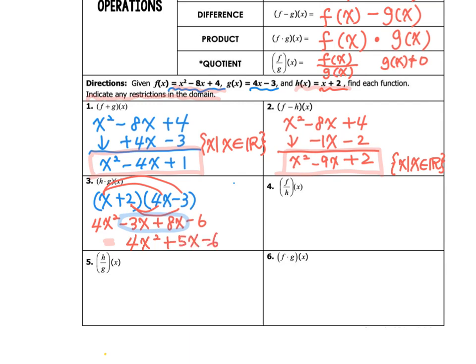All right. And for the next multiplication, I will show you the boxed method. Let's go to number 6.